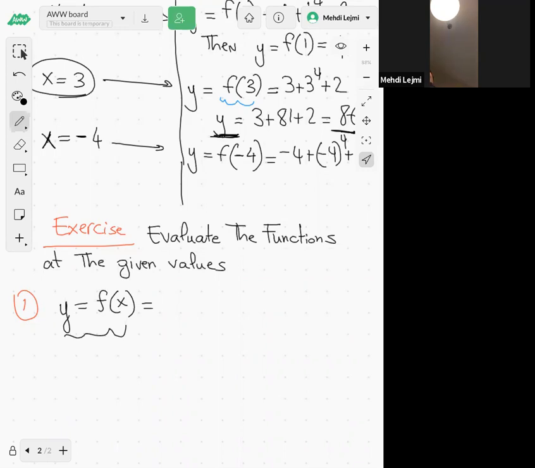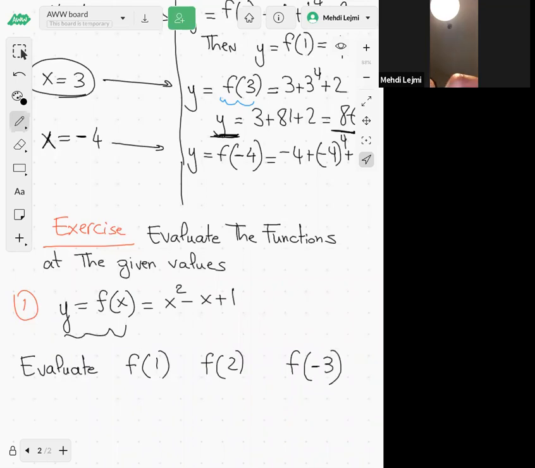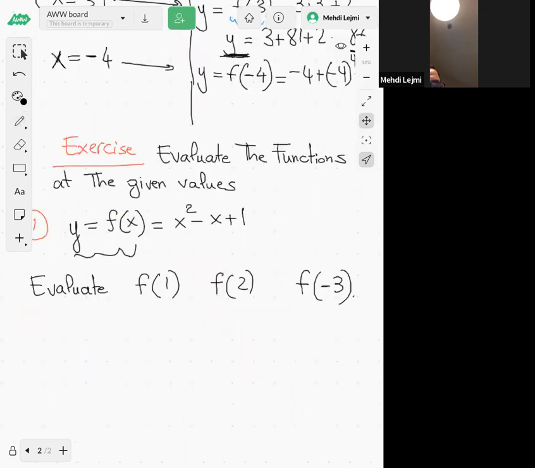Okay, so my function f of x, in this case, let's say it's x squared minus x plus 1. All right, so all you have to do, guys, is to evaluate, let's say, f of 1, f of, let's say, 2. Let's just take some simple values, and f of negative 3. Okay, number 2.